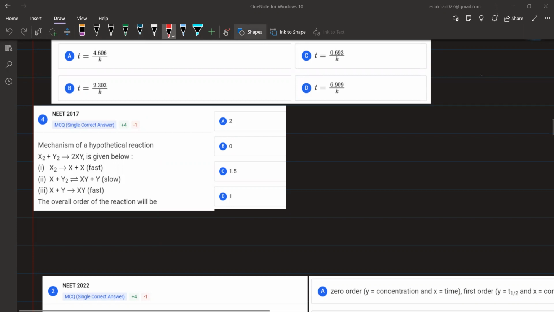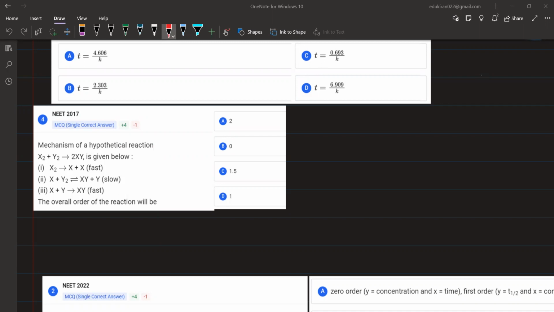All of you know that there are two types of reaction: elementary reaction and complex reaction. An elementary reaction happens in one step, a single step. A complex reaction happens in multiple steps, right? So for an elementary reaction, whatever the molecularity is, the stoichiometric coefficients will give you the order of reaction. But for a complex reaction, we cannot say that.